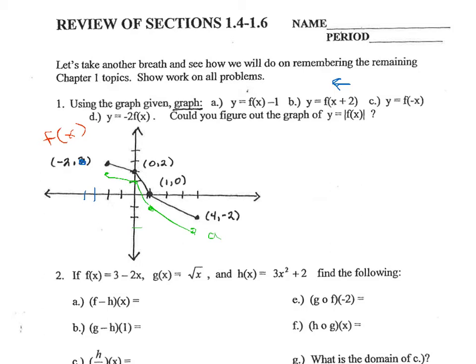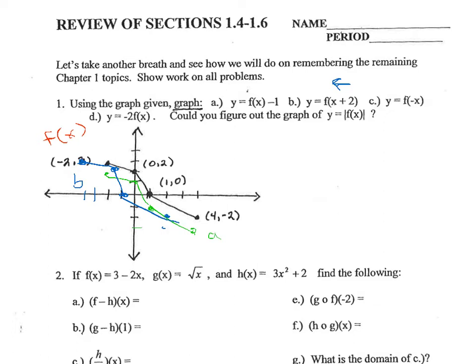And our other point is at 0, 2, so it's going to be at negative 2, comma 2. Other point is at 1, comma 0, so it's going to be at negative 1, comma 0. And our last point is at 4, negative 2, so it's going to be at 2, negative 2. So that's our graph for B.